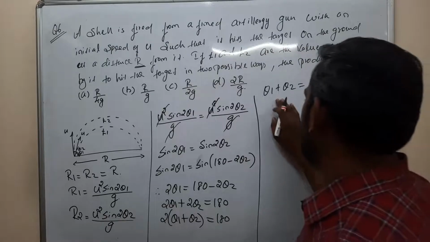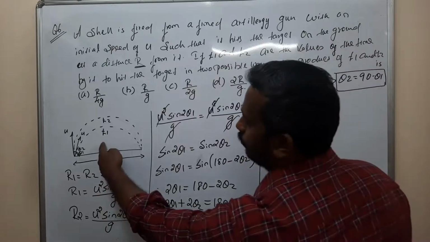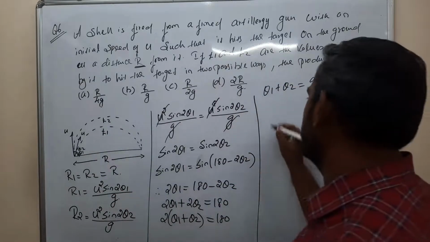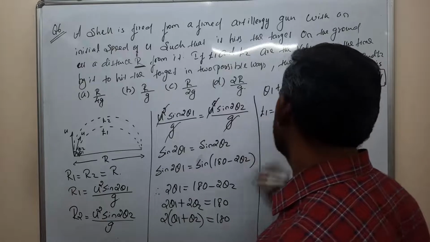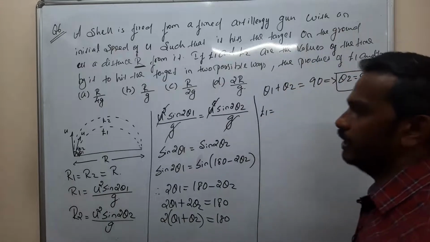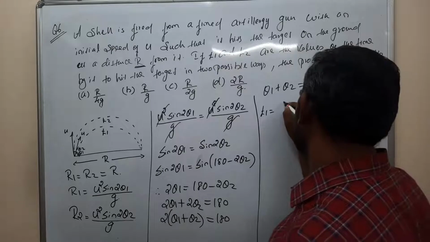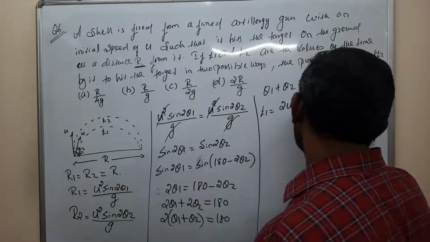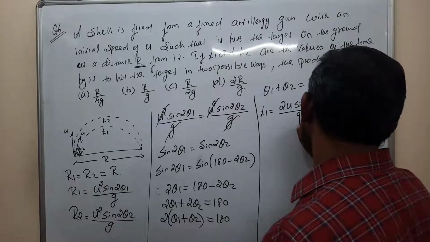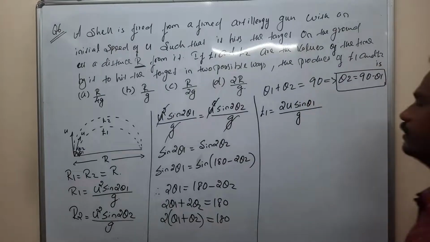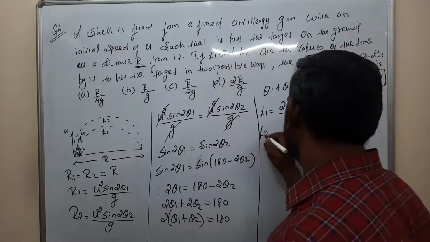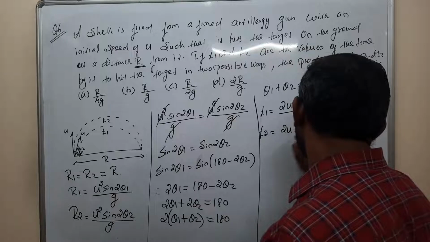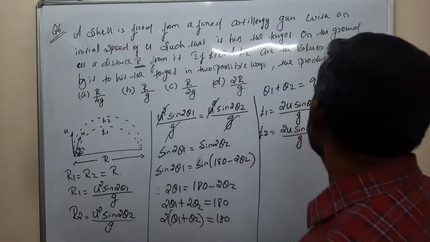Now what is the time of flight? So t1 is the time of flight for the first projection and t2 is the time of flight for the second projection. So t1 is equal to, what is the formula? 2u sin theta 1 divided by g. Okay, t2 is equal to 2u sin theta 2 divided by g.